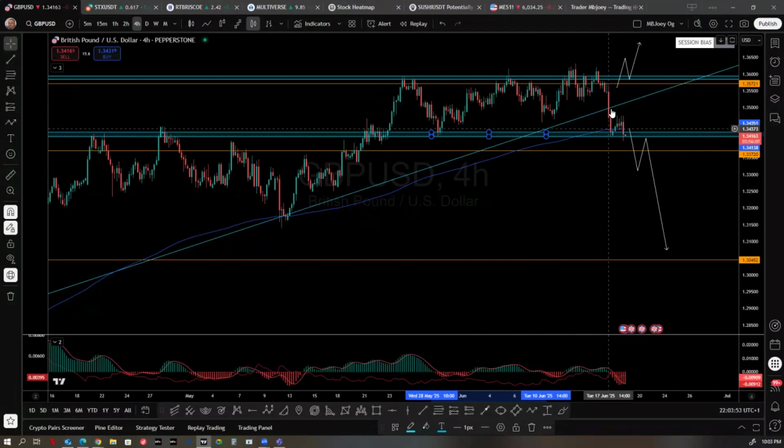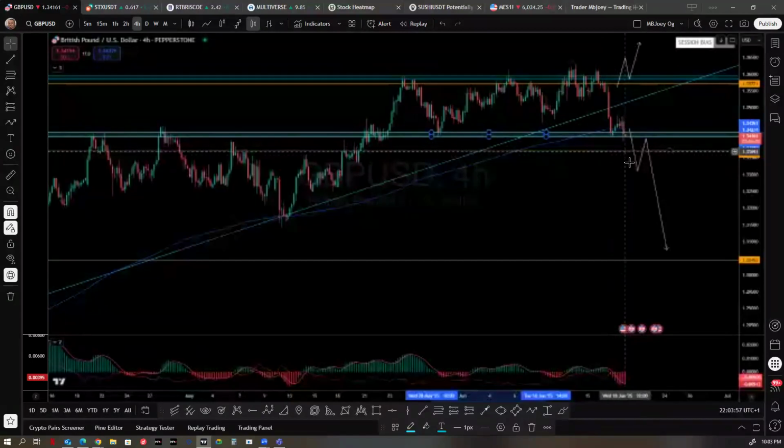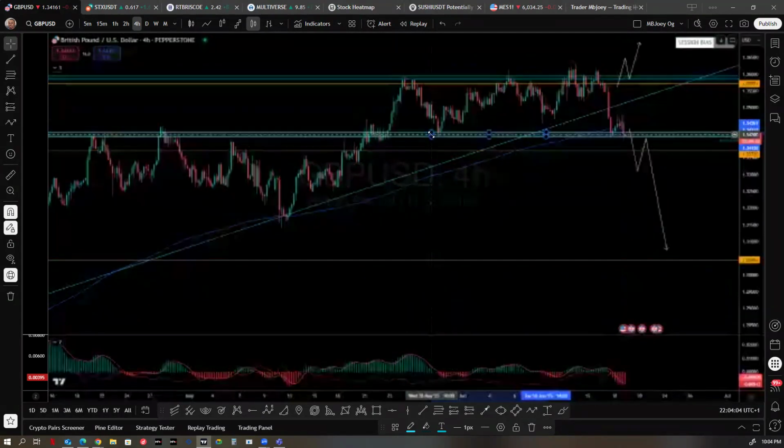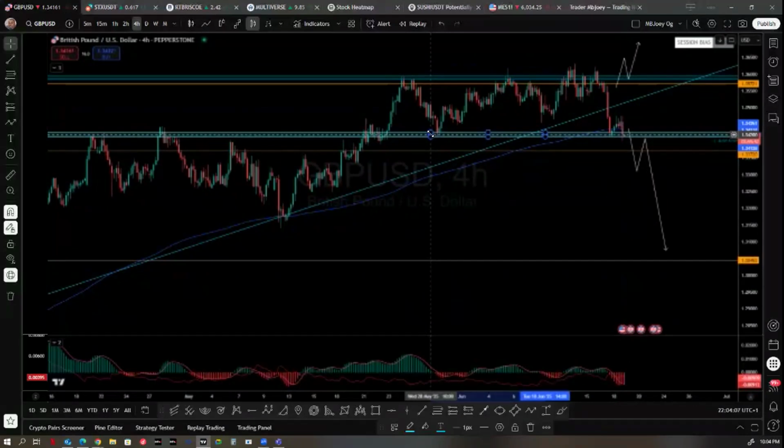So what I needed to do in order to confirm that this price has moved from the uptrend or from the outside of the consolidation phase, I needed to break the most recent low. This is the one. This is the lowest point. If it breaks this one, then I'm confident price is likely going down.